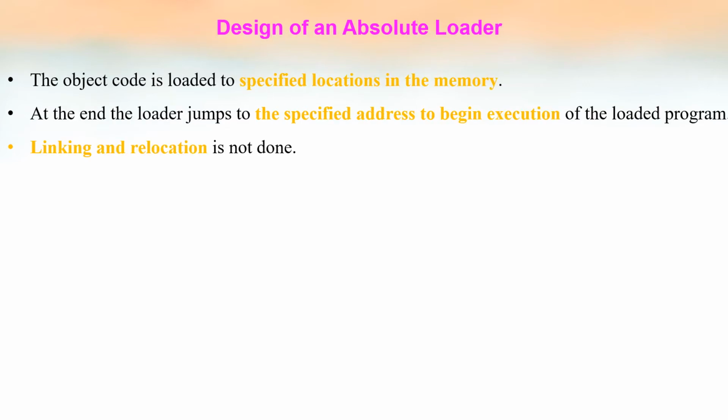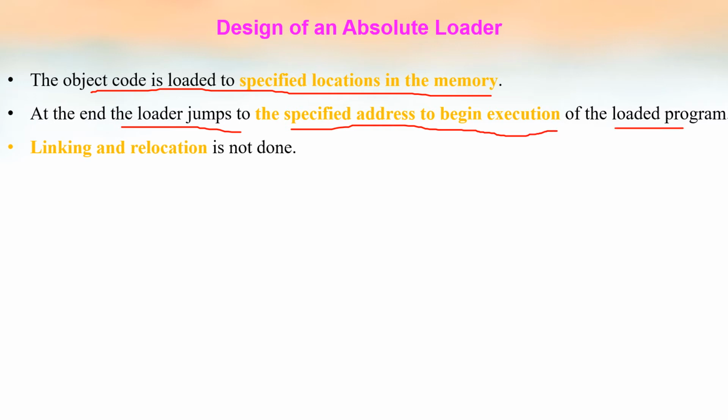Design of an absolute loader. The absolute loader does only the loading function, loading the program from the disk into main memory. The object code is loaded to the specified locations in the memory. At the end, the loader jumps to the specified address to begin execution of the loaded program. That means after loading the entire program, the loader transfers control to the starting address of the program for executing it. In this type of loader, linking and relocation are not done.